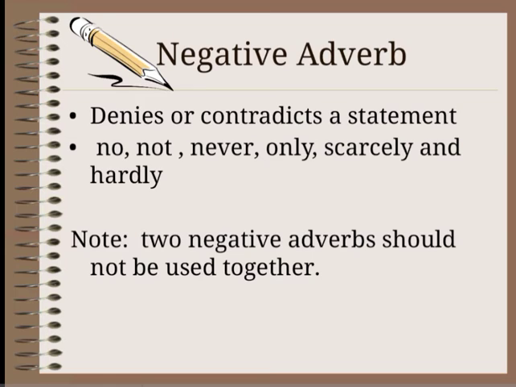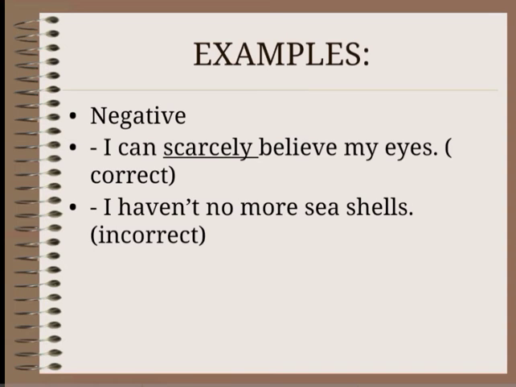So negative adverb means it denies or contradicts a statement: no, not, never, only, scarcely, and hardly. So when you see these words no, not, never, only, scarcely, and hardly, these are called negative adverbs. Examples. Through the examples you can understand that. Then what are the negative adverbs? Number one, I can scarcely believe my eyes. I haven't no more seashells.